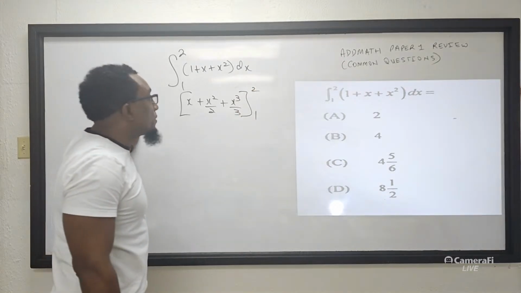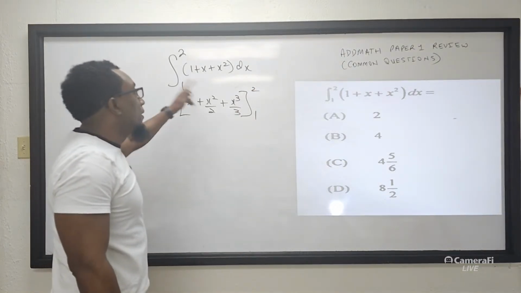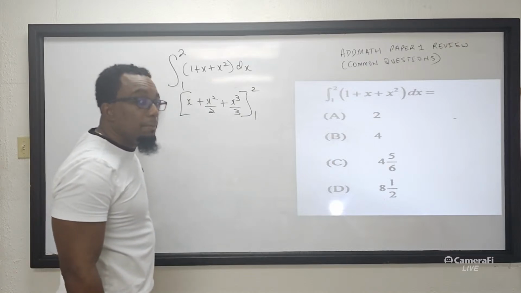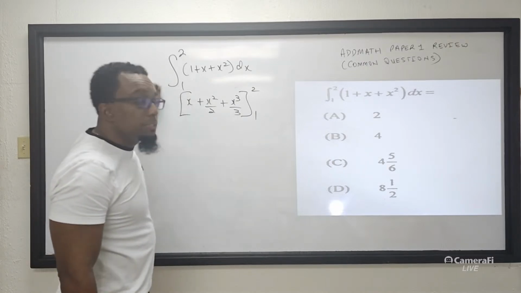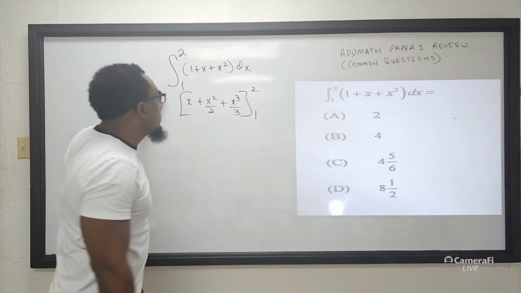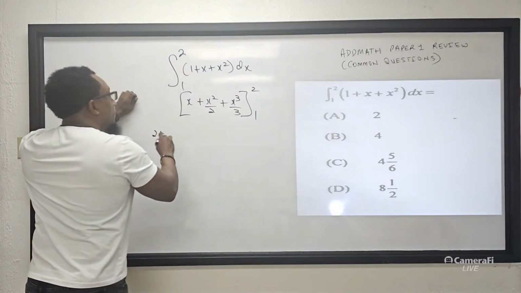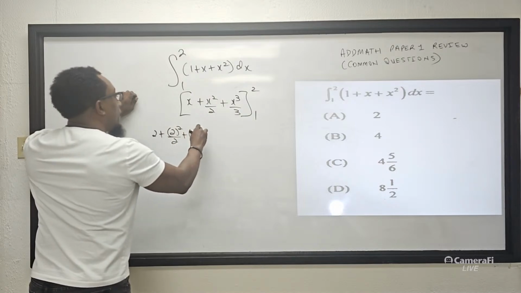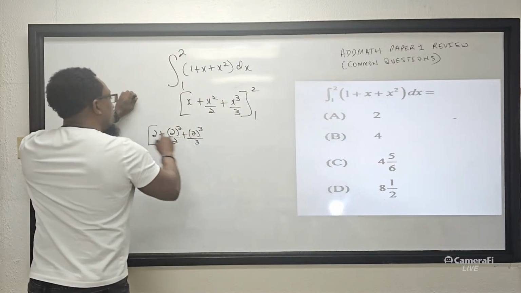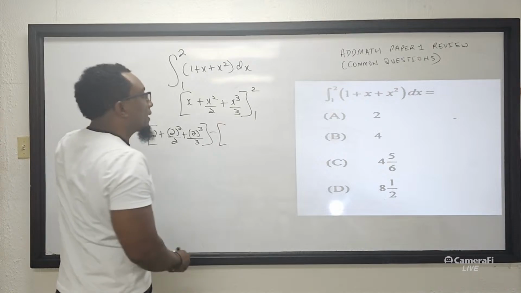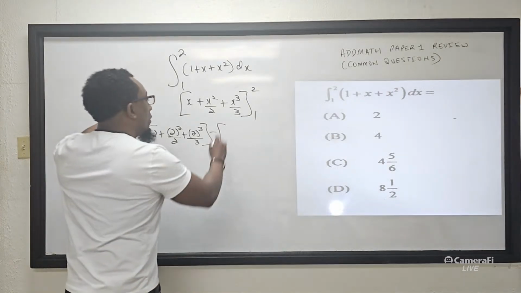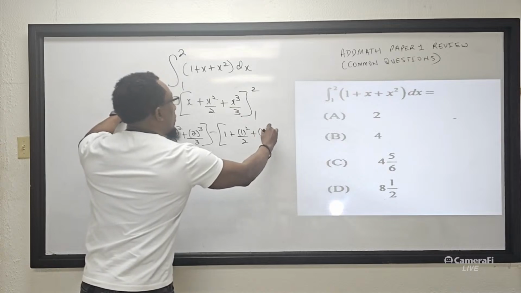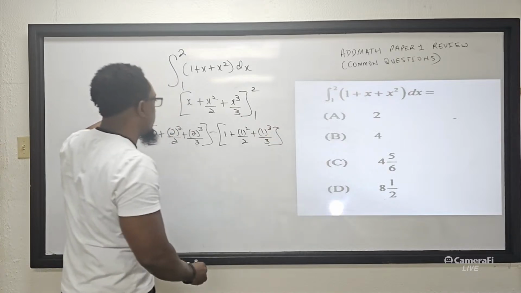And now let me substitute my upper limit into the result after I've integrated. Subtract, let me substitute my lower limit into the result after I've integrated. So this becomes what? 2 plus 2 in brackets squared all over 2 plus 2 in brackets cubed all over 3. Subtract, let me substitute the lower limit now. 1 plus 1 in brackets squared over 2 plus 1 in brackets cubed all over 3.